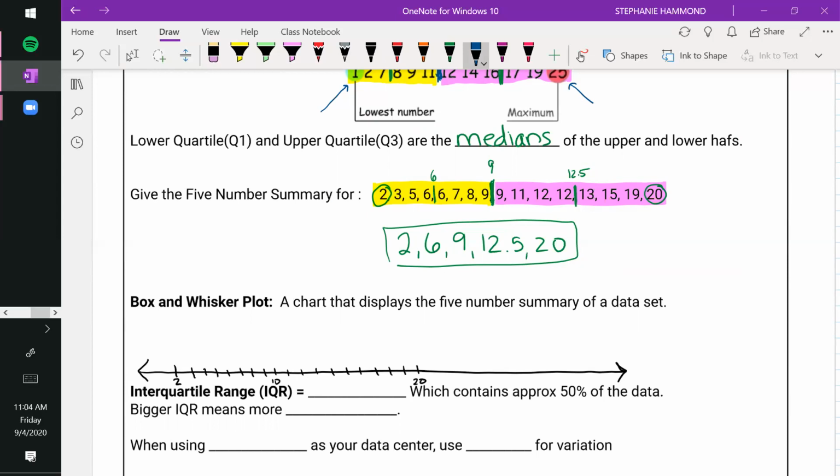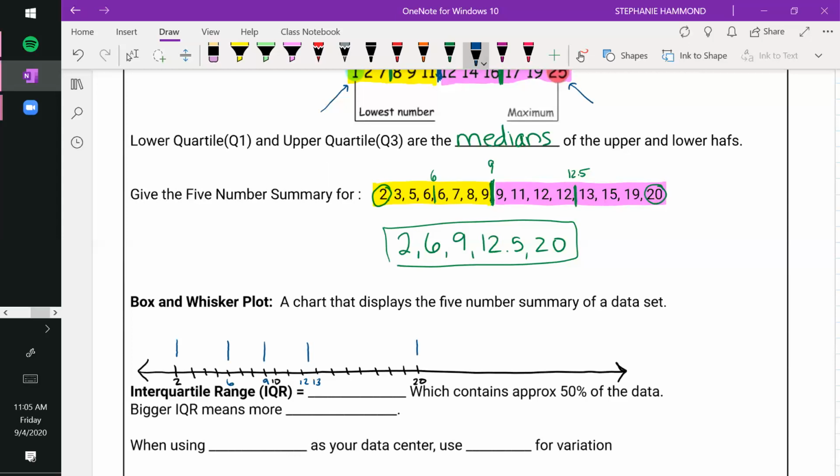Now, I'm going to draw vertical lines above each part of my number line where I have a piece of my 5-number summary. So the first number in my 5-number summary is 2. So I'm going to draw a vertical line above my number 2. Then my first quartile is 6. So I'm going to draw a vertical line above my number 6. 3, 4, 5, 6. And then my median, 9. And then my third quartile, 12.5. And then my maximum, 20.